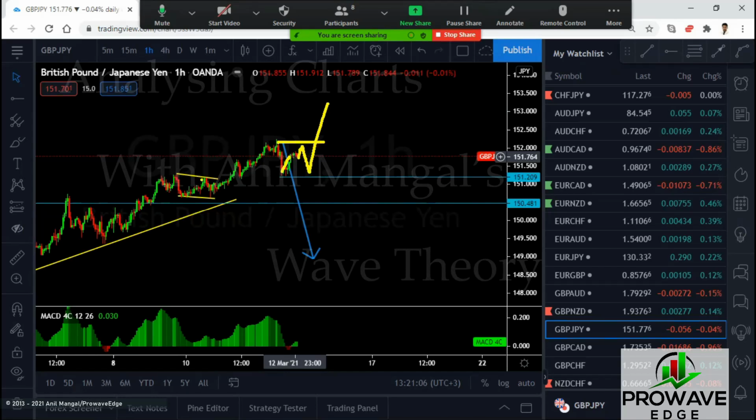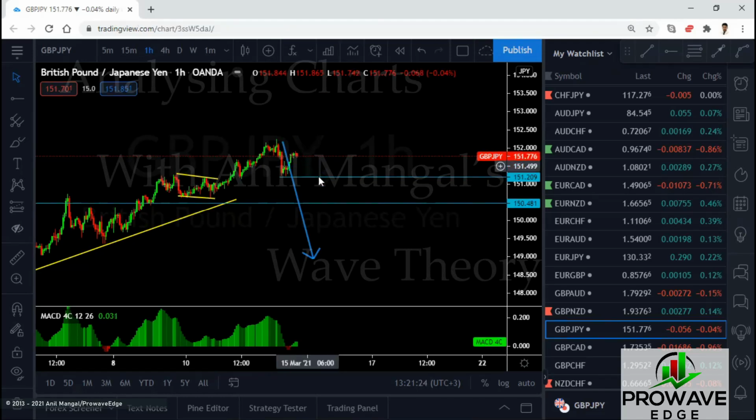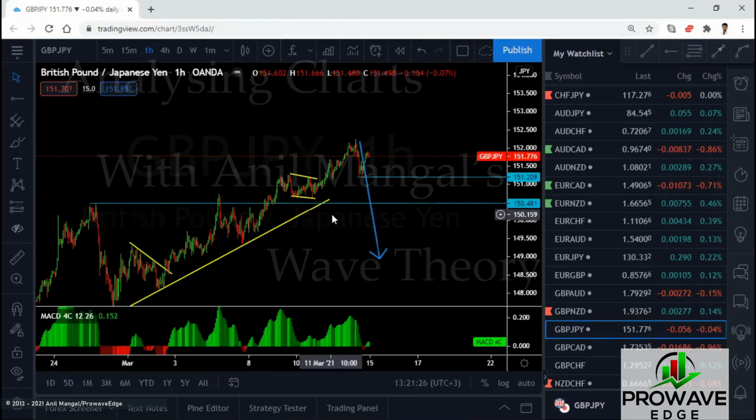If you get like this, 1, 2, 3. Right, this came down back. So if this comes down back here, we look for the upside. Not so much the downside. This downside might come later on, after that flat.